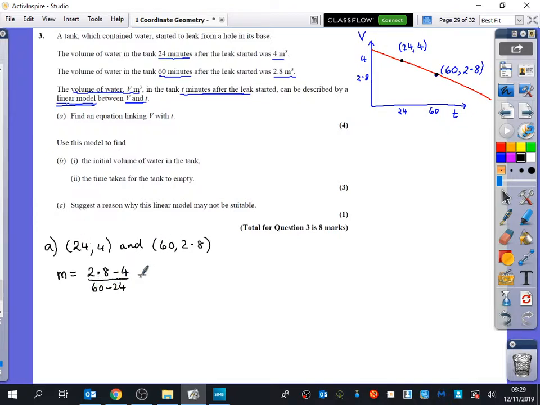And we're going to be moving now into decimals rather than fractions because we're doing a real life thing. So we've got minus 1.2 divided by 36. So we get m is minus 1 over 30. Actually, you know what? I think we should stick with that as a fraction because otherwise we go into recurring decimals.